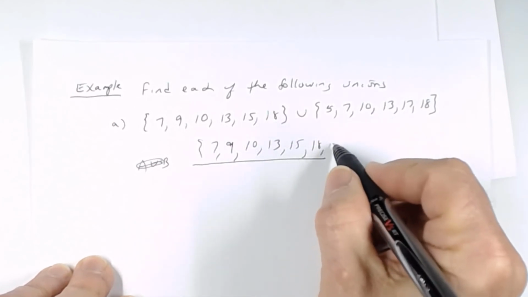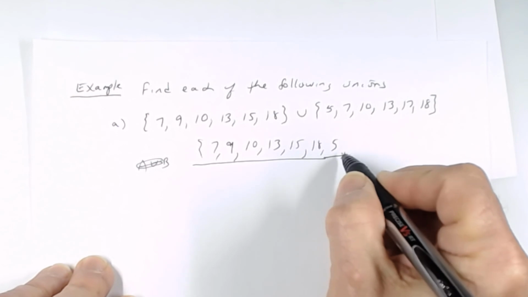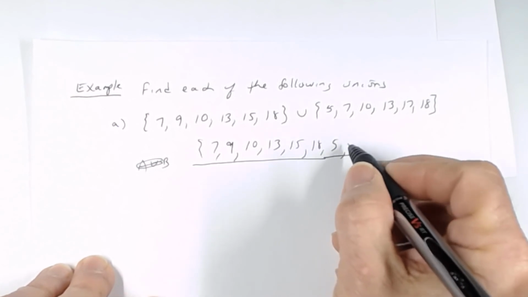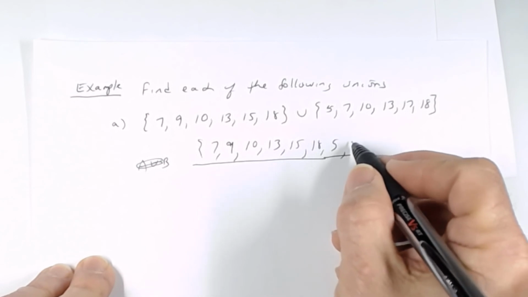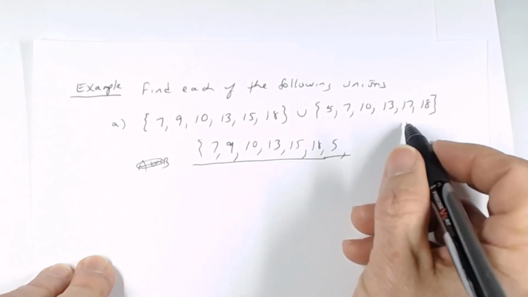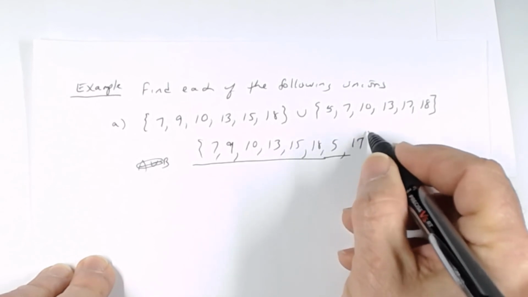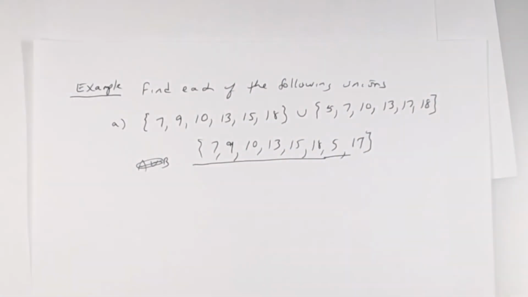What else do I need? 5. I need a 7, which I already have, right? Let's go to the next one. I need a 10, which I already have. I have a 13. What's the only thing I need to write? 17. So that's your union. You understand the idea of union? Okay.